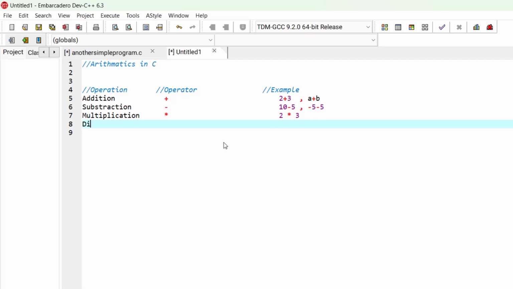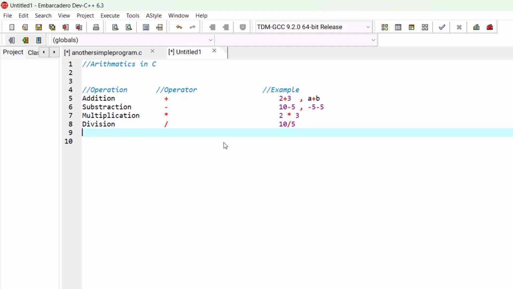The next operation that we have is division. The operator for division is a forward slash, and the example is like 10 divided by 5. And the last operation that we have is remainder or mode. The operator for that is the percent sign, and the example could be 10 mode 3.